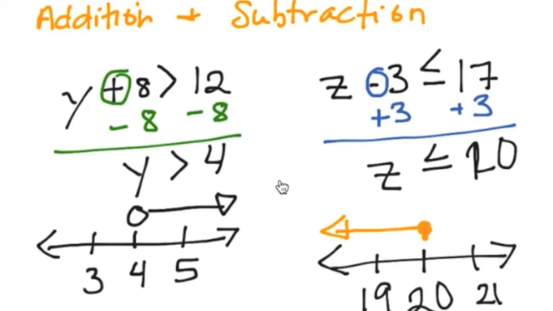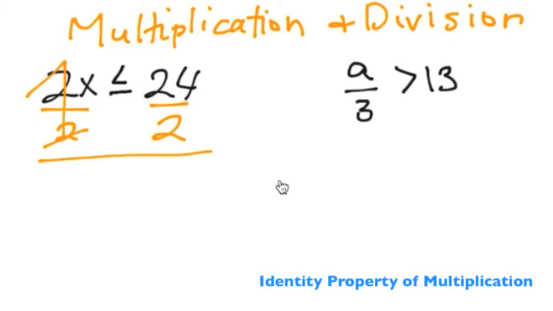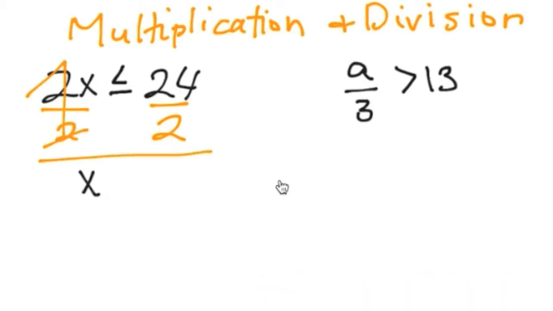So moving on to multiplication and division, one-step problems. Our operation here is multiplication. There's an imaginary multiplication sign right there. So the inverse of multiplication is division. So we will divide by 2, because the 2 is attached to the x. So we divide by 2 here. Whatever we do to one side, we must do to the other. So we're left here with an x, because this becomes a fat 1, remember? Becomes a 1. So we have x is less than or equal to 12.